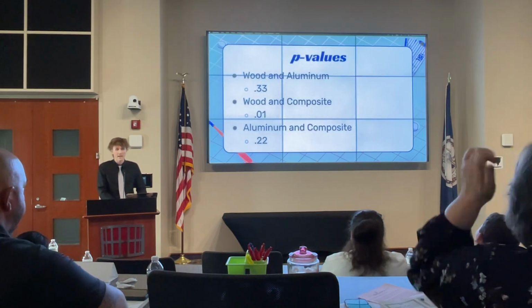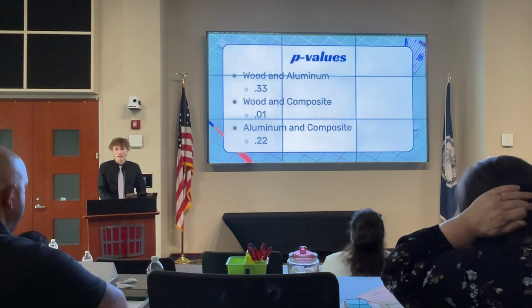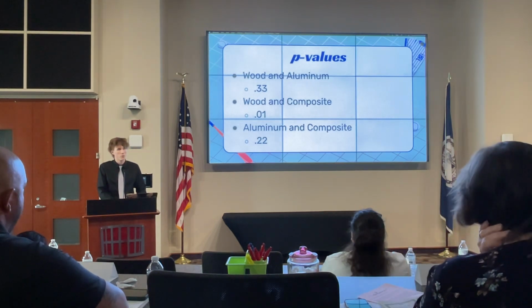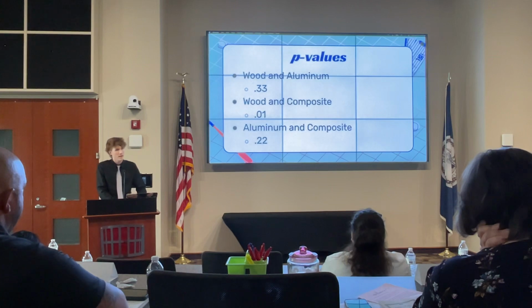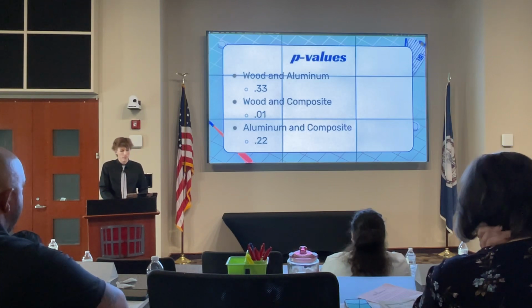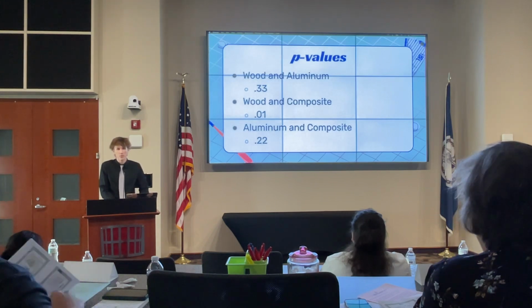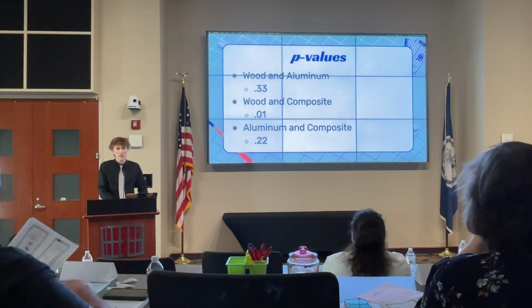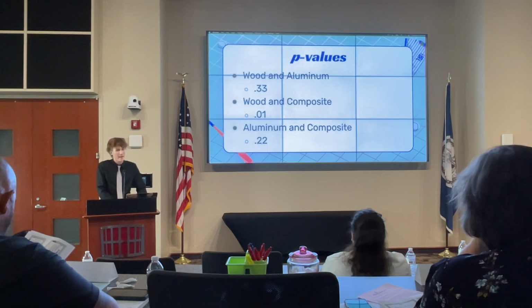But finally, we can analyze the data. For the data analysis, I chose to use a one-way ANOVA due to my study meeting the requirements of having 3 groups being compared to one another. First, we can see that there was not a significant difference with wood and aluminum at a p-value of 0.0 at a significance level of 0.05.